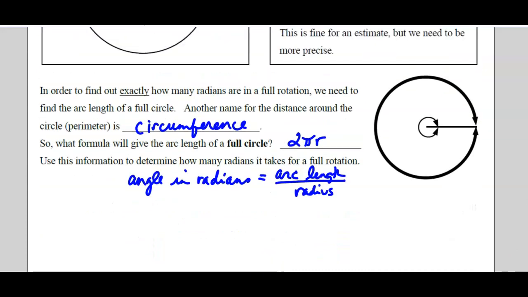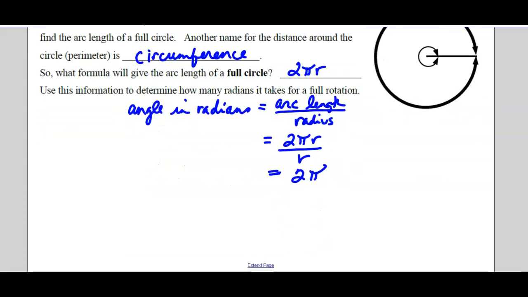Okay, and so if the arc length in a complete circle is 2 pi r, and our radius is r, what does that simplify to? 2 pi. So a complete rotation in radians is 2 pi. In degrees, it's 360. The circle is no different. Okay, so that's how it's developed, but this is the measure of a complete rotation.